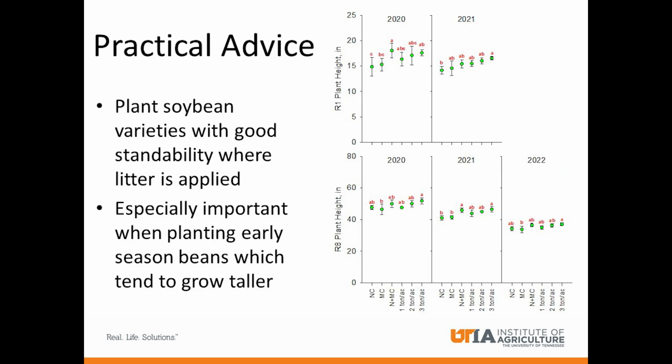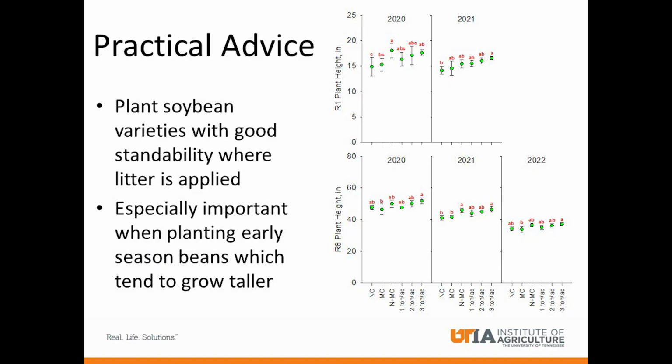Here's this data. You'll see that at R1, the plants tend to be higher. This is our litter application rates. These are our controls, and you can see this line is going up 3, 4, 5, 6 inches taller plants when we use litter as a fertilizer. And here's the thing. We've seen it both at R1 and R8, and we've seen it every year that we did the study. It's a very consistent finding.